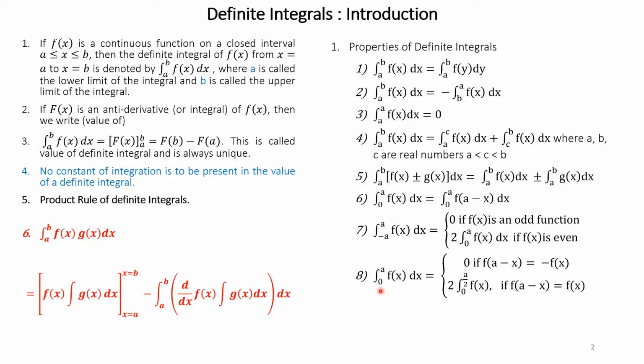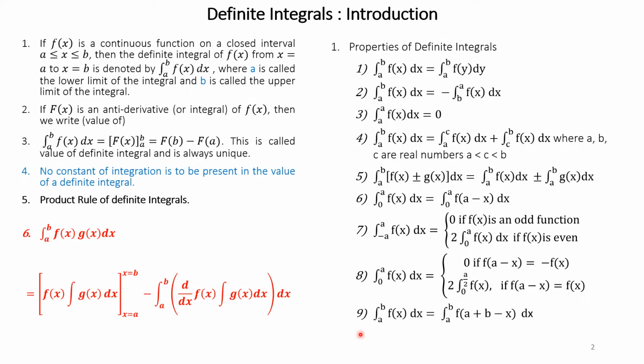Property number 8: the integral from 0 to a of f of x dx is equal to, within the flower bracket, 0 if f of a minus x is equal to minus of f of x, that is, a negative sign outside the function. It is equal to 2 times the integral from 0 to a by 2 of f of x if f of a minus x is equal to f of x. This also you have to remember.